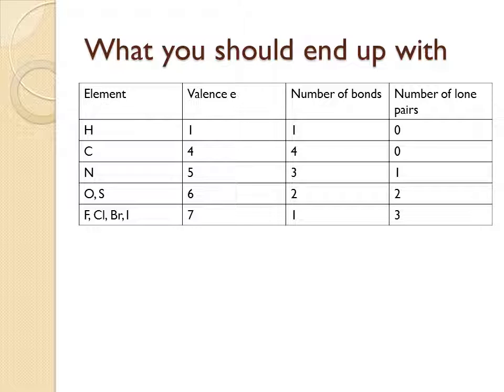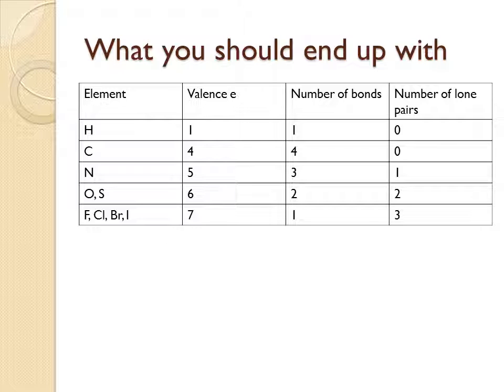Oxygen and sulfur each have 6 valence electrons, so they form 2 bonds. Either one, oxygen or sulfur, will act this way. The oxygen will form 2 bonds, and then there will be 2 lone pairs left on the oxygen. So those are electrons that the oxygen sort of owns. It's not sharing with anybody.